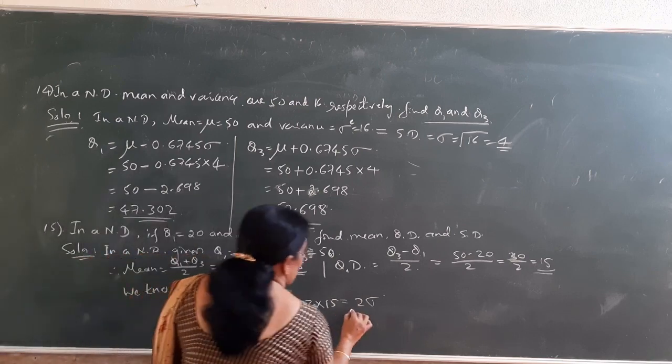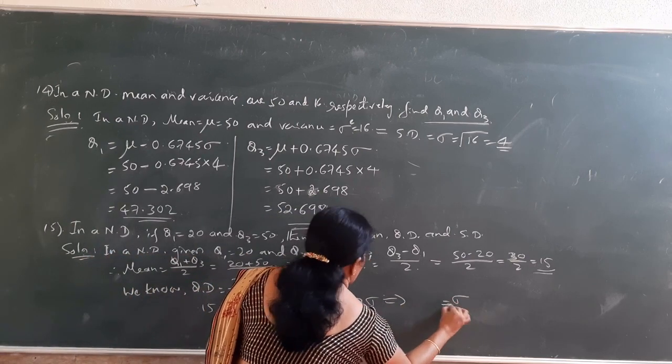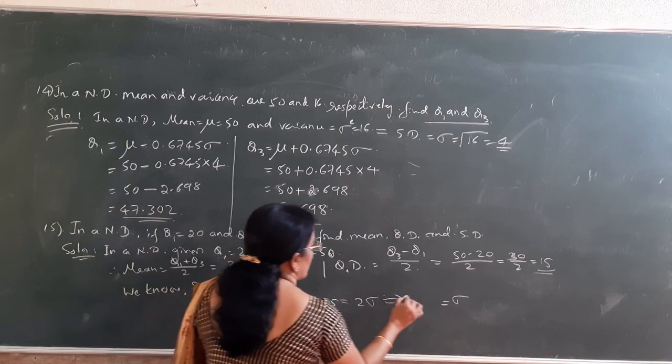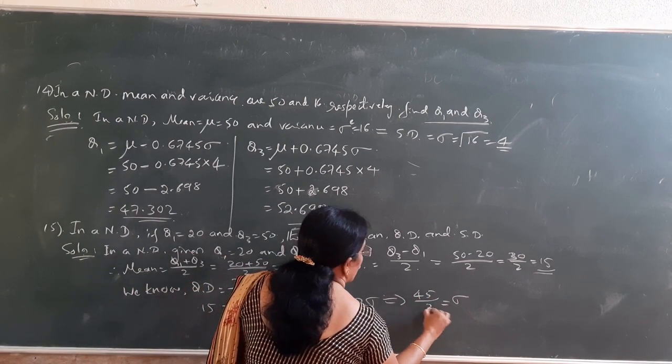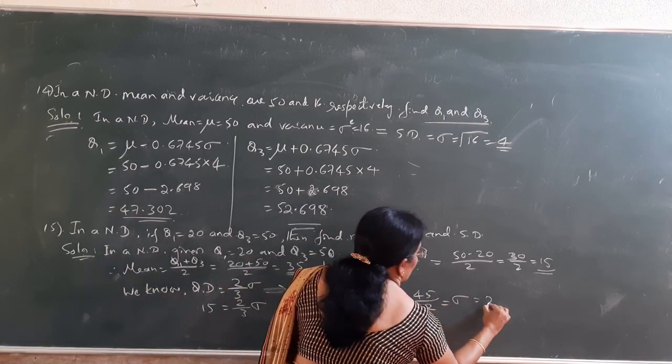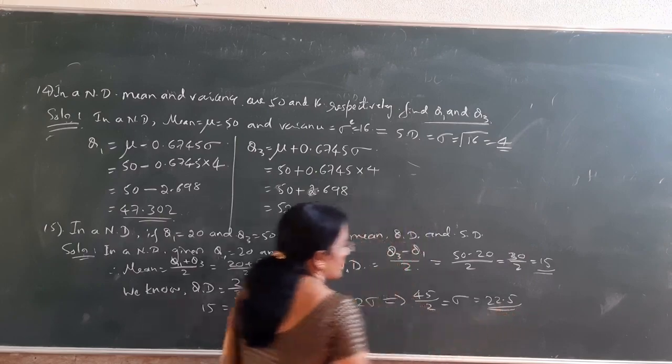That is, sigma is equal to 3 into 15, 45. 45 divided by 2, which is equal to 22.5.